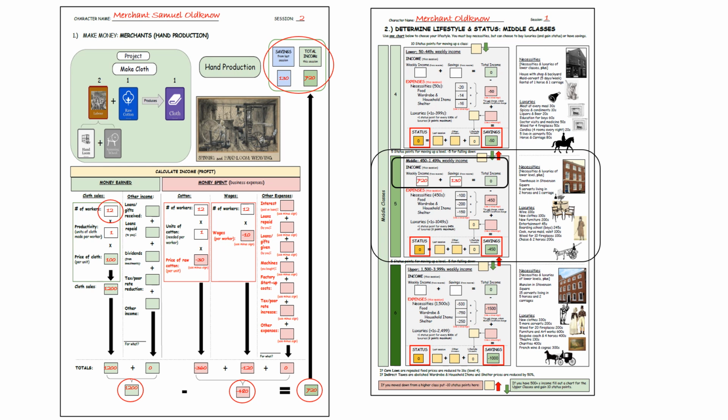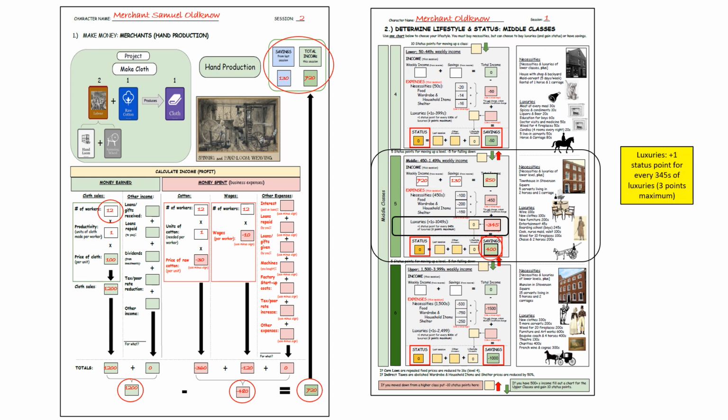And now he fills in his boxes. He has 850 shillings he can use. His necessities are 450 shillings, so he has 400 shillings left over. And now he can buy luxuries. He can buy 345 shillings of luxuries. He can get himself a status point. He does still have 55 shillings in savings, so he puts his status points down there and adds them up.